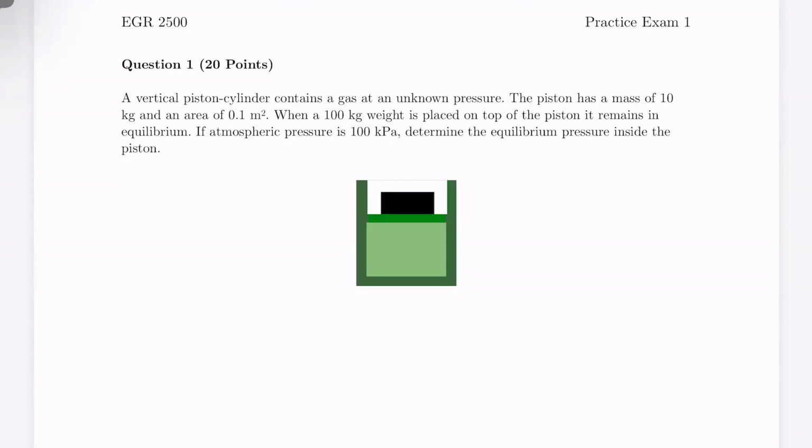Okay, so question 1 is the following. We have a vertical piston cylinder that contains a gas at an unknown pressure. The piston has a mass of 10 kilograms and an area of 0.1 meters squared. When a 100 kilogram weight is placed on top of the piston, it remains in equilibrium. If we consider atmospheric pressure to be 100 kPa, determine the equilibrium pressure inside the piston. In the first topic, I think we talked about pressure in great detail, so you can expect a pressure related question on the exam.